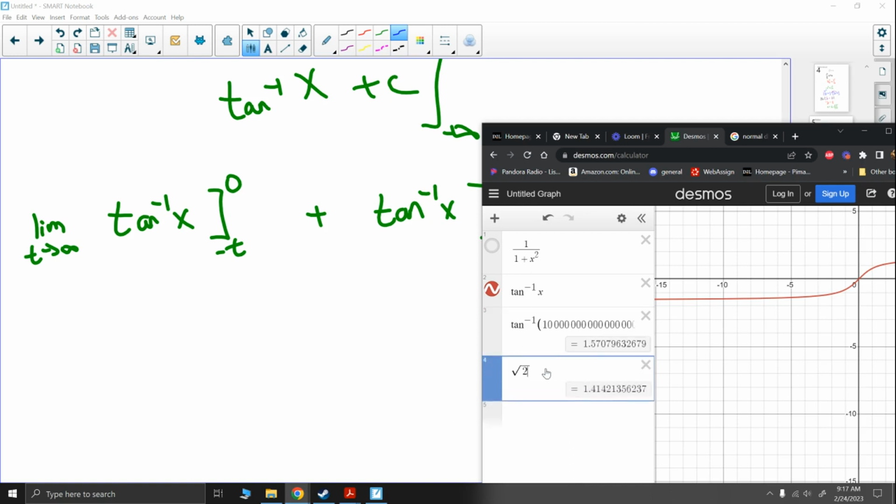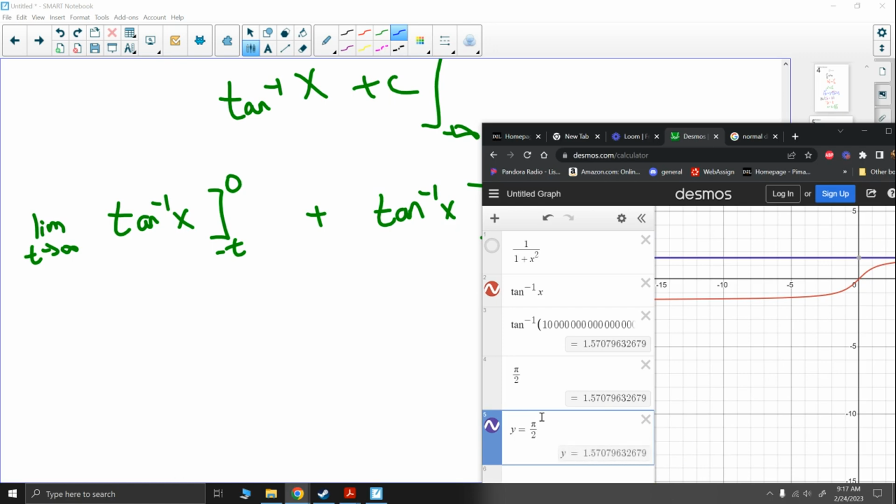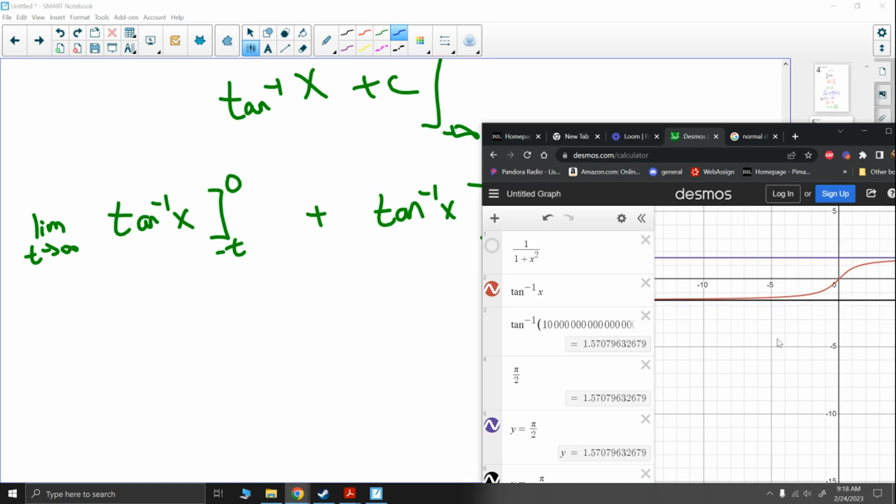You might want to try... no, not quite right. Pi halves. So it actually has this horizontal asymptote, and that is when y equals pi halves, and negative pi halves. So that is the horizontal asymptote. Essentially, that's what it becomes as it goes out to the infinities.